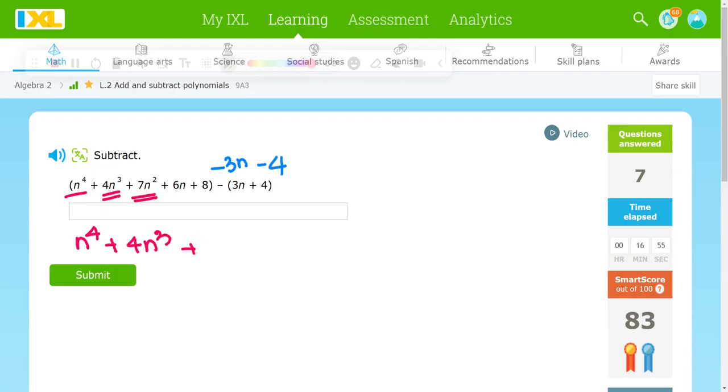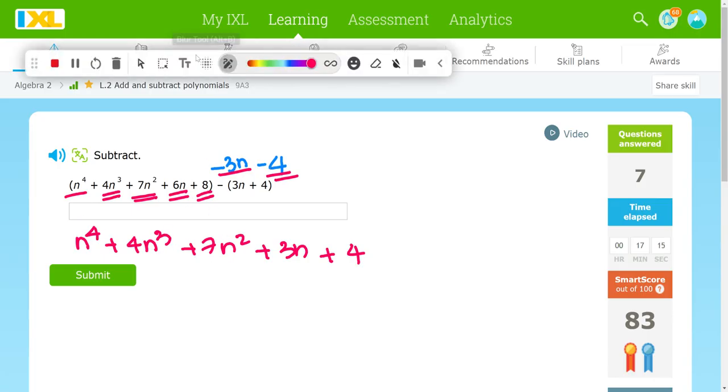7n squared stays the same. 6n, and then I go with negative 3n, so 6 subtract 3 becomes 3. So now put down the n. Number 8 right here, go with negative 4, 8 subtract 4 becomes 4. All right, so I can do that.